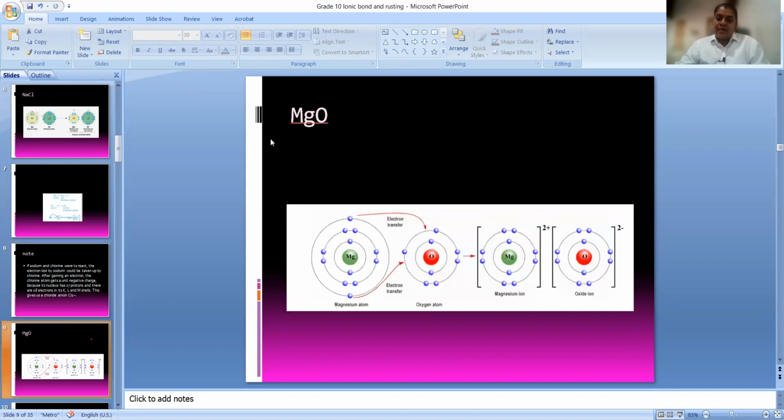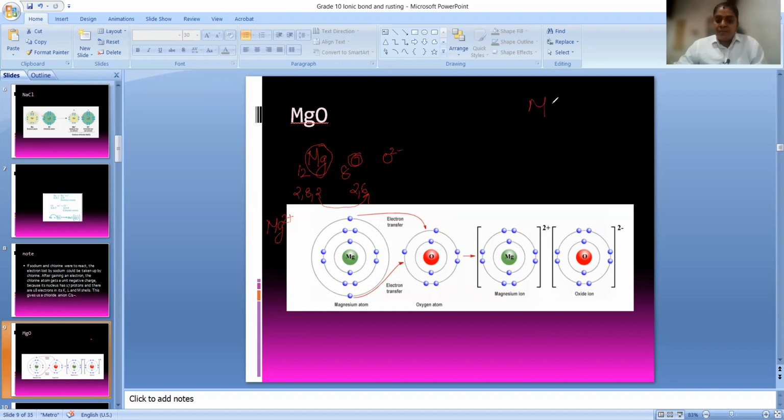Now let us see another example, magnesium oxide. If you take magnesium, what is the atomic number? 12. Oxygen is 8. If you write the electronic configuration for magnesium, it is 2, 8, 2, and for oxygen, it is 2, 6. So oxygen needs 2 electrons and magnesium has 2 extra electrons, so these two extra electrons will be given to oxygen. Since magnesium is leaving 2 electrons, it becomes Mg2 plus. Since oxygen is gaining 2 electrons, it becomes O2 minus.